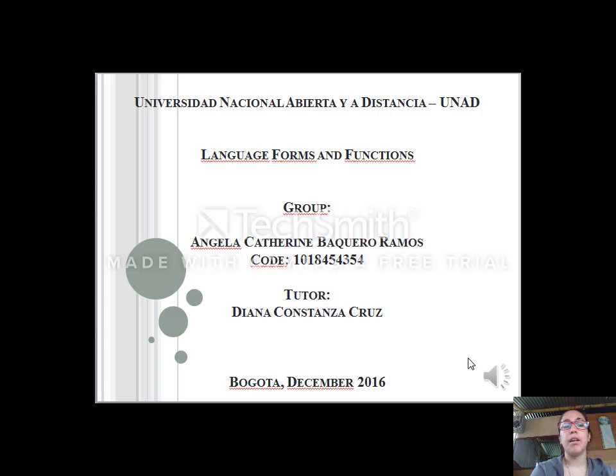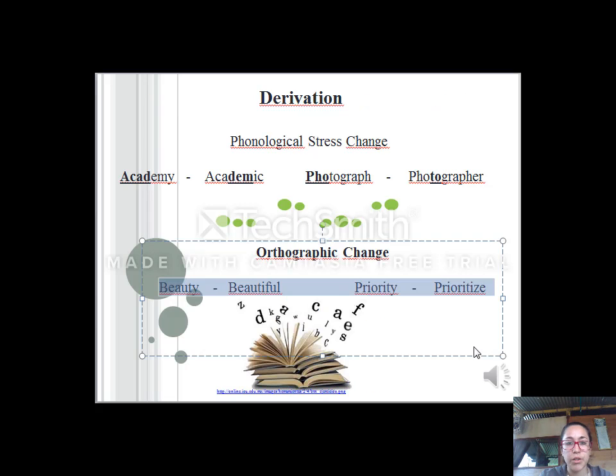Today I am going to present the subject derivation for the course of forms and functions. We call derivation the addition of affixes to form a new word. On the other hand, creating a new word by means of the addition of an affix can generate some changes like the following ones.